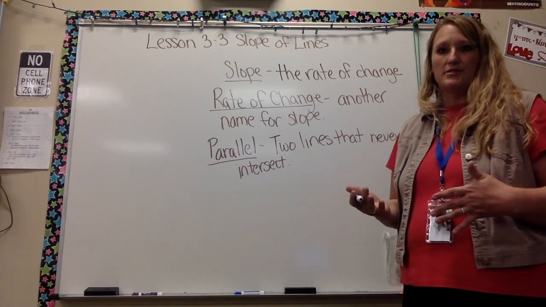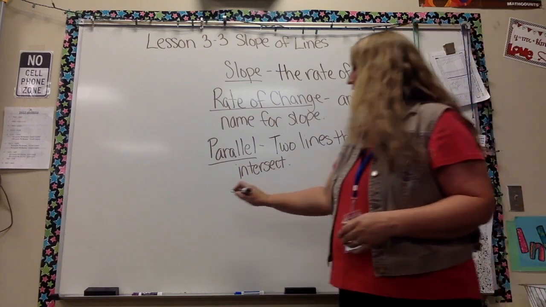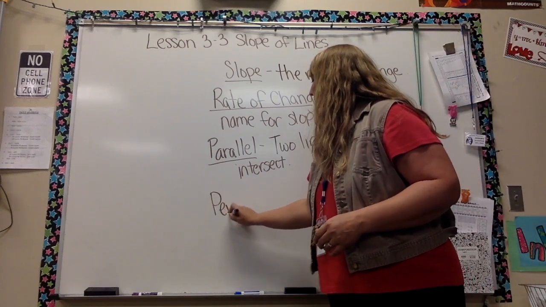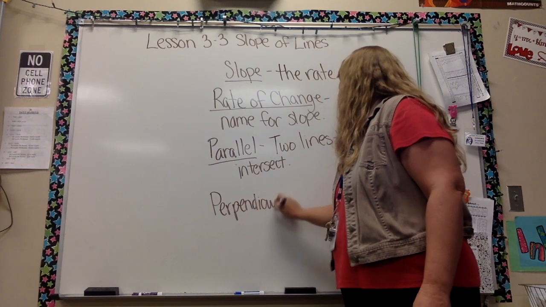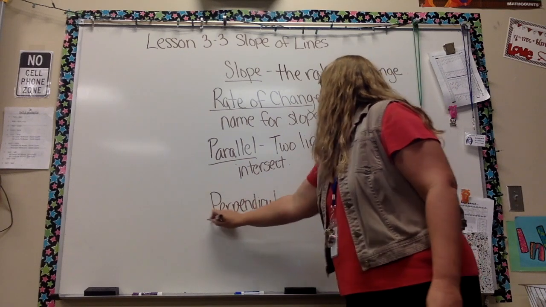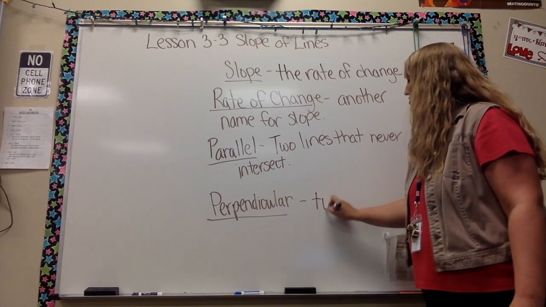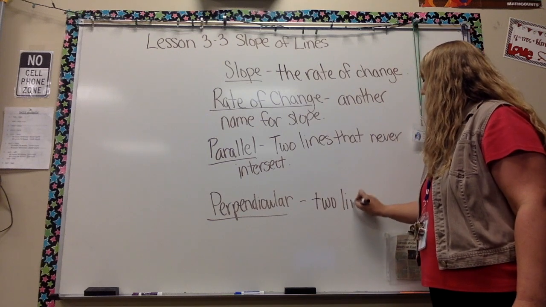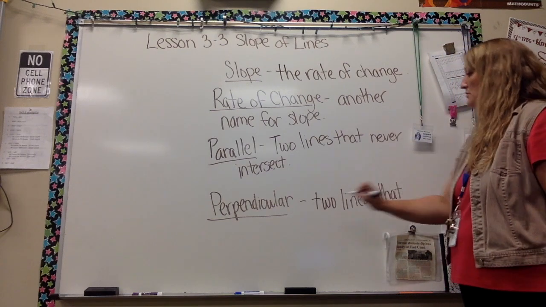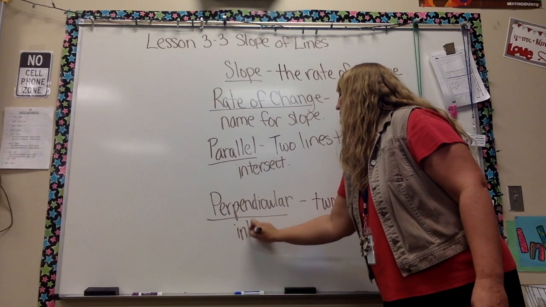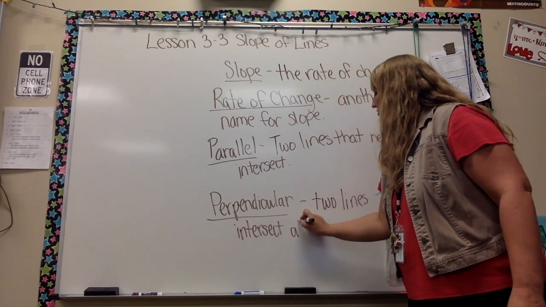They're always the same distance apart. So this is not really new stuff, right? So our last one is perpendicular. And perpendicular is just two lines that intersect at 90 degrees.